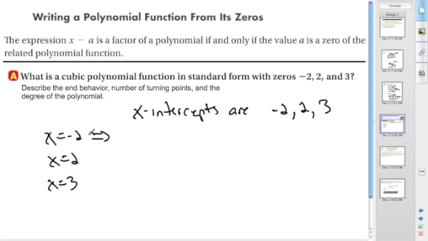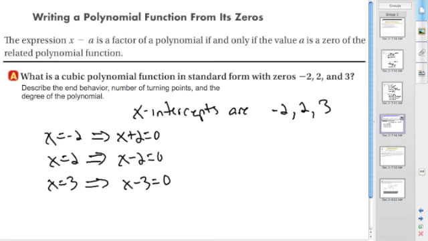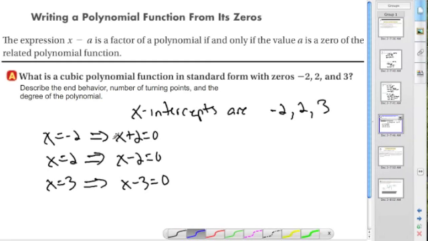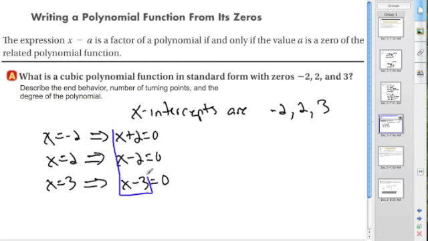We have to set each of these equal to 0. So we add 2 to both sides, and we have x plus 2 equal to 0. Here we subtract 2, so it's x minus 2 equals 0. Here we subtract 3, so it's x minus 3 equal to 0. Next we have to multiply these three factors: x plus 2, x minus 2, x minus 3.